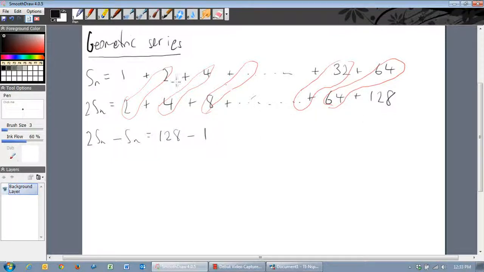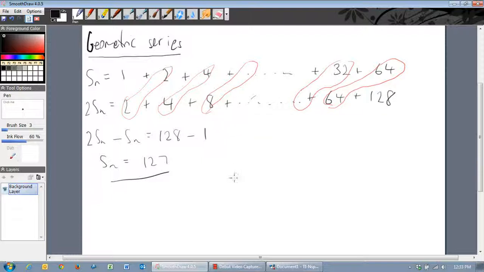That was a really clever way of figuring out what a geometric series is equal to. What's 2Sn minus Sn? You can think of this as 2x minus x, where Sn is just x. That's 2 lots of something minus 1 lot of something, so you get 1 lot of something, which is equal to 127. That's what that sum is equal to. And that's where the formula for geometric series comes from. It uses that exact same thing.